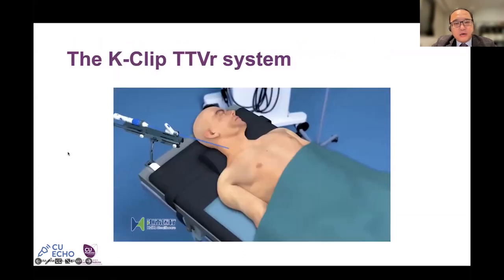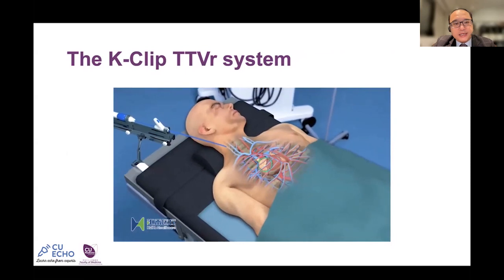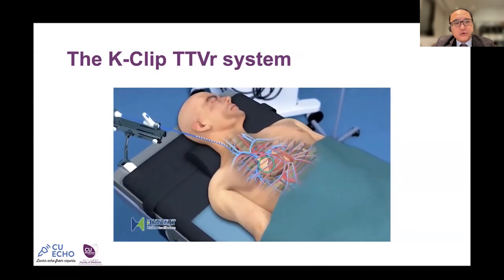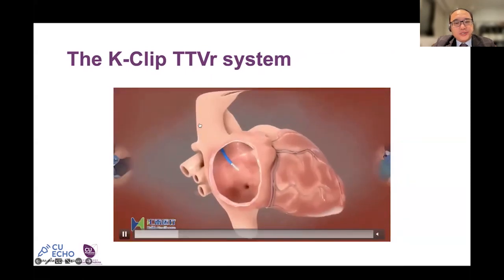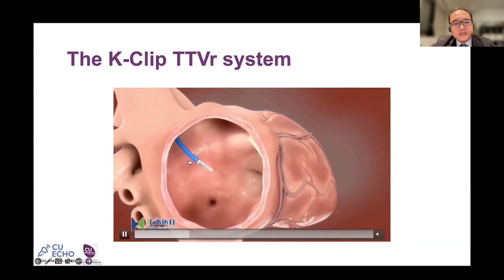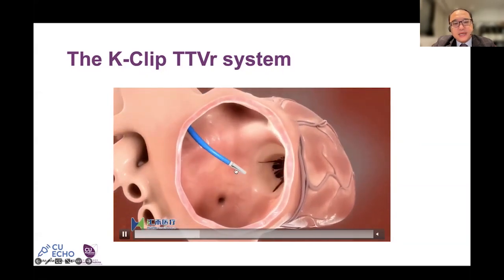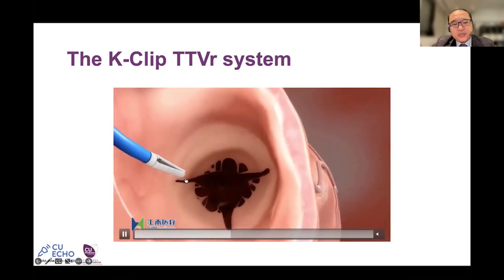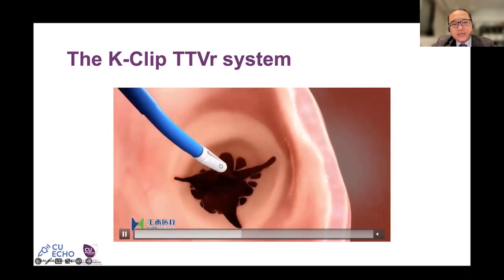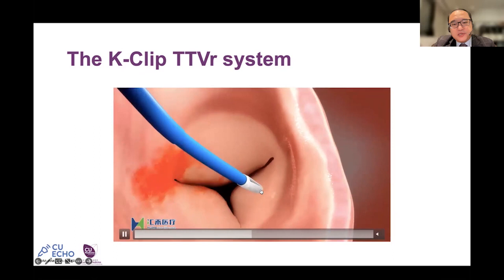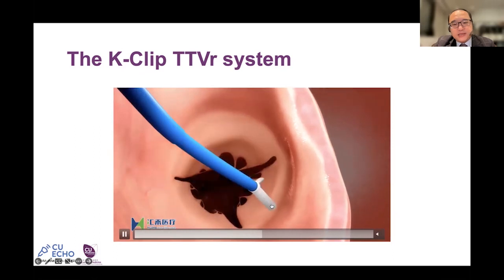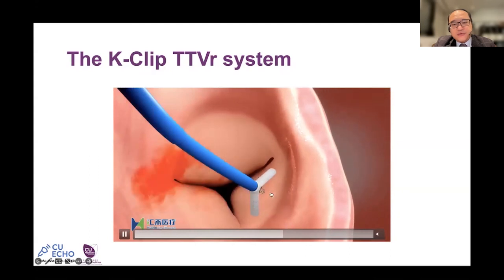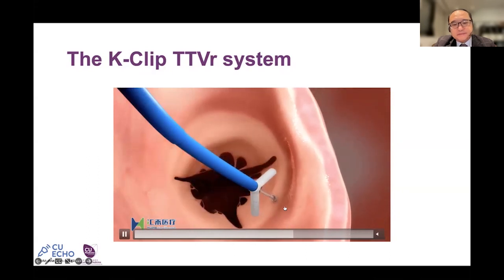And in Hong Kong, we have access to a device called the K-Clip device, which is a transcatheter device that utilizes a clip-like strategy through a transvenous, transjugular approach. The clip-like device is steered towards the posterior tricuspid annulus and is then anchored to the tricuspid annulus through a corkscrew-like device.